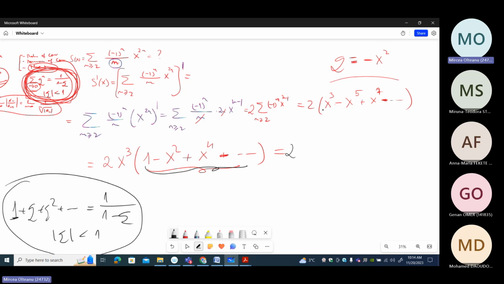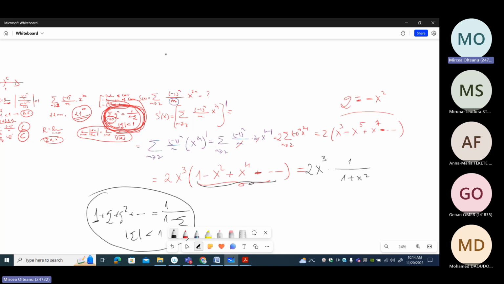So it's 2x at 3. I shall show you in another way. Of course, these are very simple facts. 2x at 3 times what? 1 over 1 plus x squared. So what we did find is that the derivative of S equals 2x at 3 over 1 plus x squared.